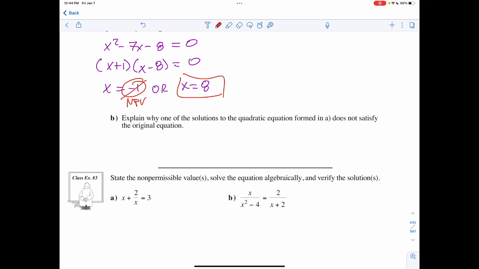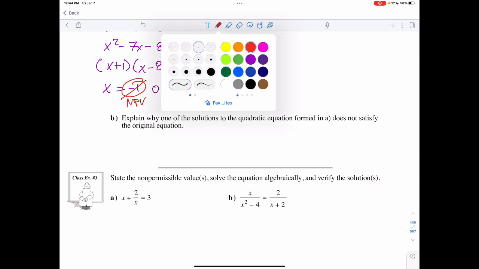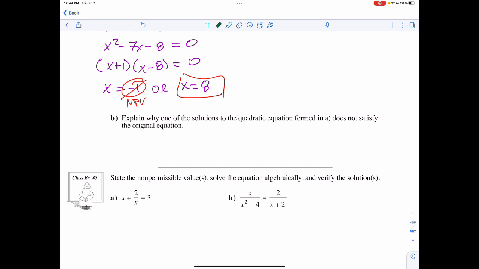Explain why one of the solutions to the quadratic does not satisfy the original equation. Because x is equal to negative 1 is a non-permissible value. We can't have an NPV as a solution because when I put it in, 0 over 0 is not the same as 2. Just doesn't work. Can't divide by 0.